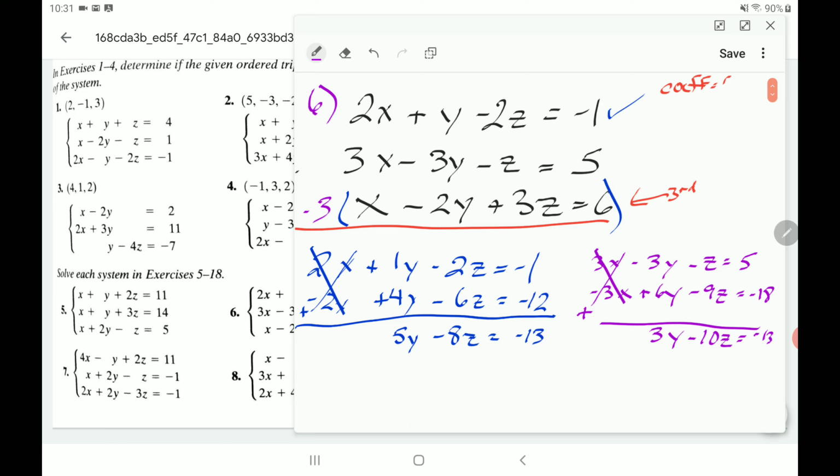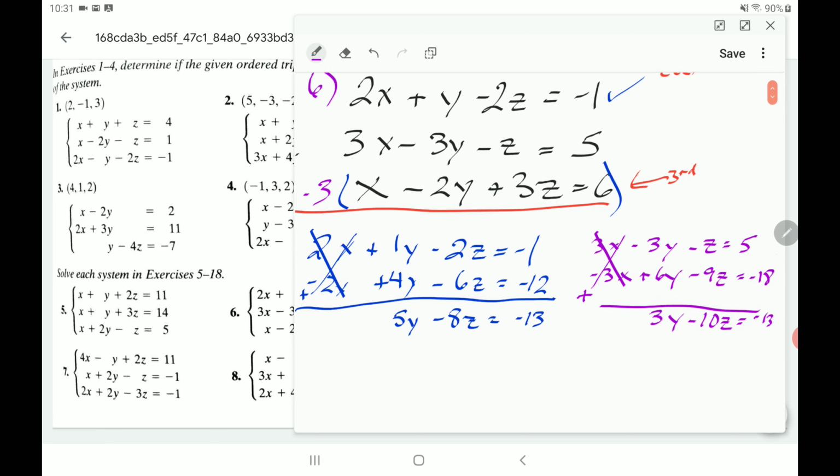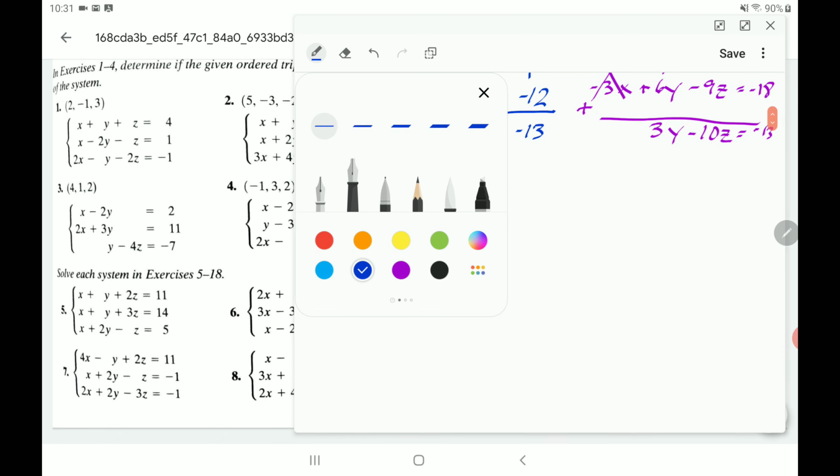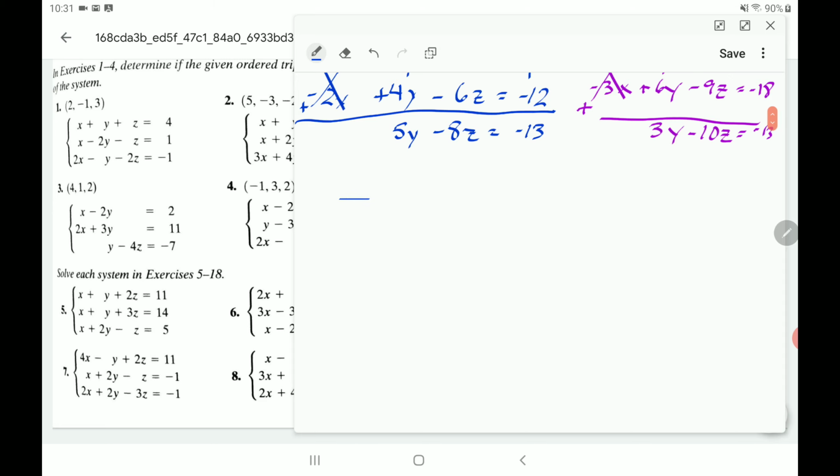All right, so I'm going to scroll down here. So what I have now is a system of 2 by 2 equations: 5y minus 8z equals negative 13, and 3y minus 10z equals negative 13 again. So now my goal is to do either substitution or elimination. I'm going to choose to do elimination.